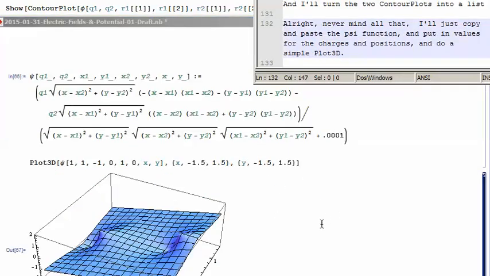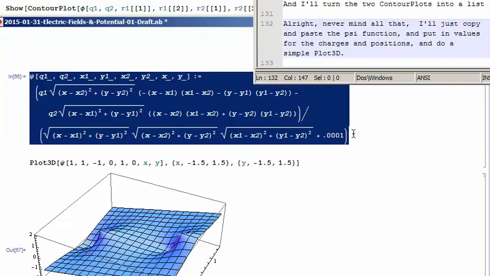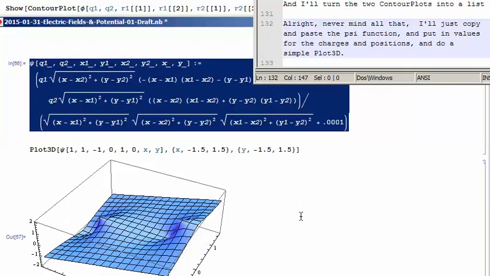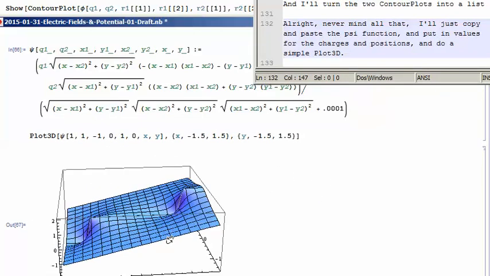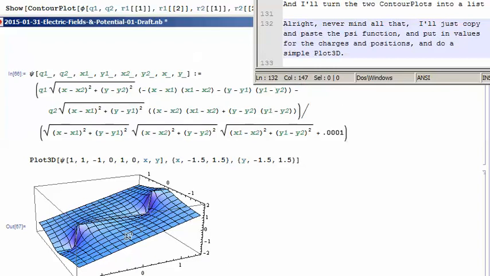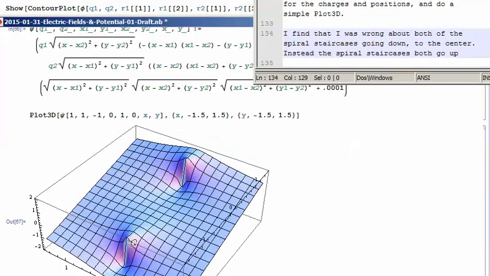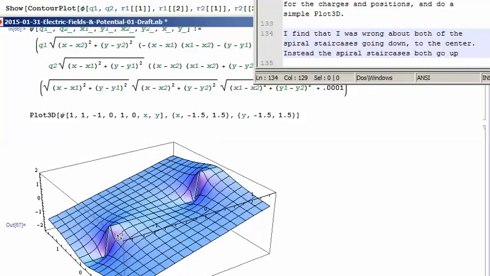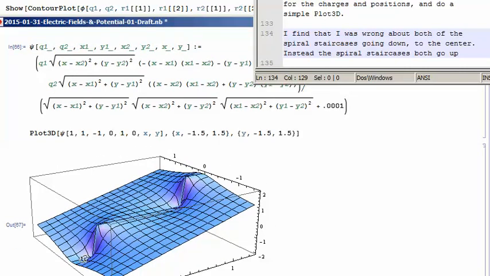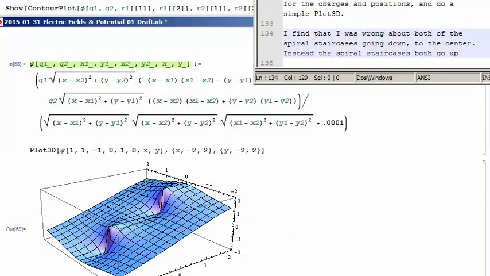I'll just copy and paste the psi function and put in values for the charges and positions and do a simple plot 3D. And so I find that I was wrong about the spiral staircases both going down to the center. Instead, the spiral staircases both go up and come up this way. I think it would do justice to go ahead and get rid of that 0.0001 here, because it'll probably still plot it fine.